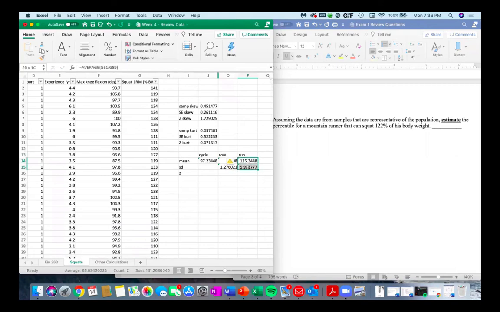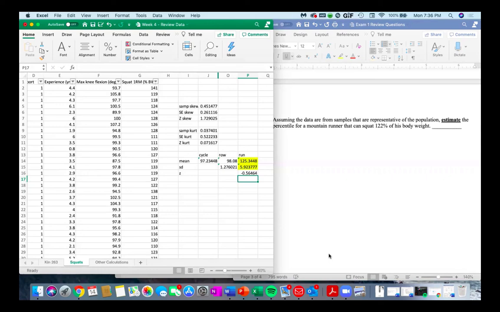Okay, so I'm using these bits of information to calculate my Z-score, right? Where I do my raw score, which I'm saying is 122, minus the mean, divided by standard deviation. So I have a Z-score of negative 0.56. Okay, what do I do with that?